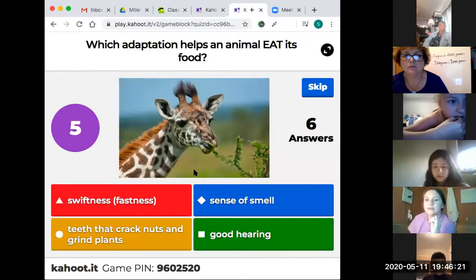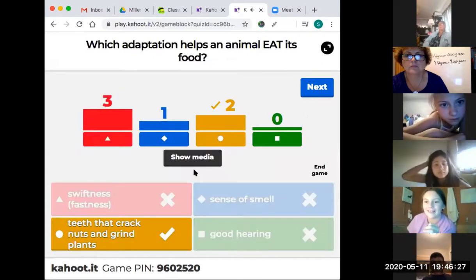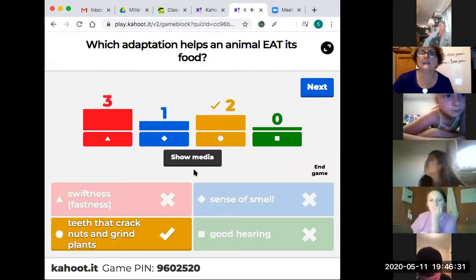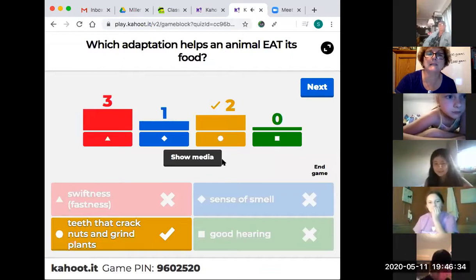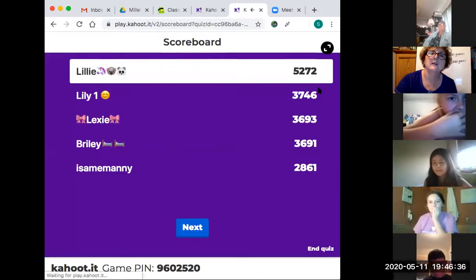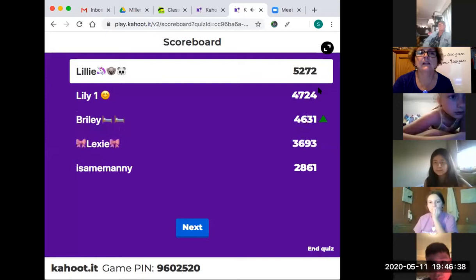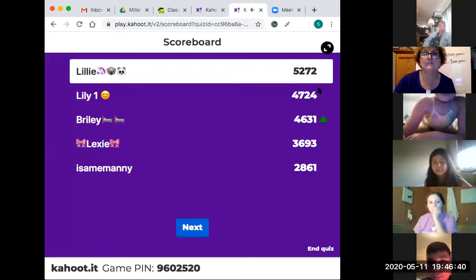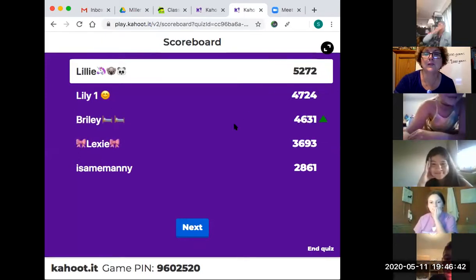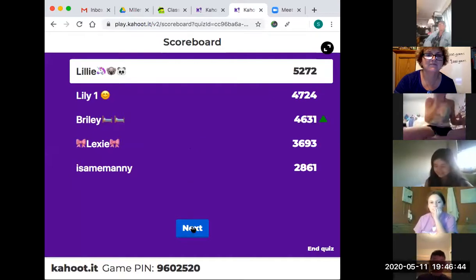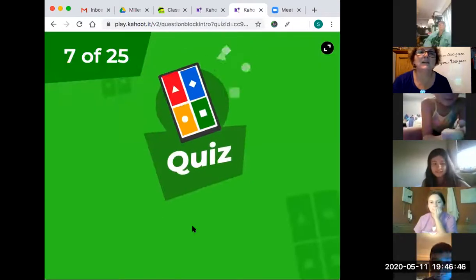We had to play this for our homework. We do? Okay, it needed teeth that could crack nuts and grind plants because it eats the nuts. Let's see if Lily and Lily. Oh, Riley. They keep switching. They're all just switching around. Yep, they're gaining on you.